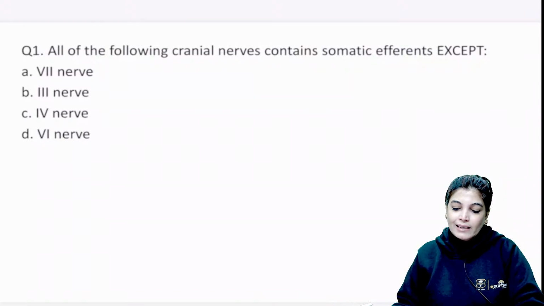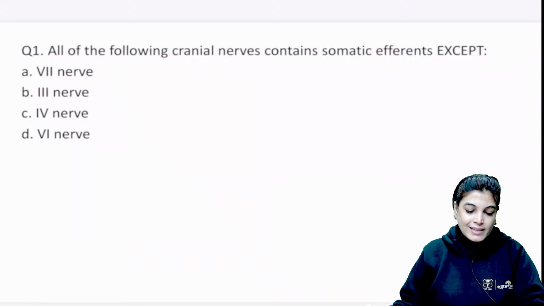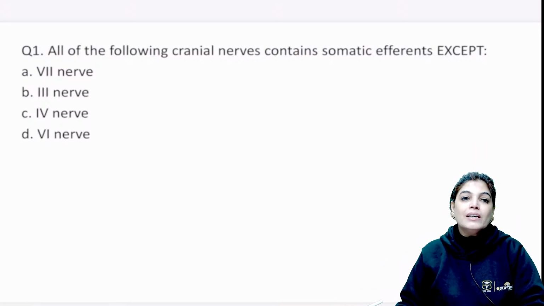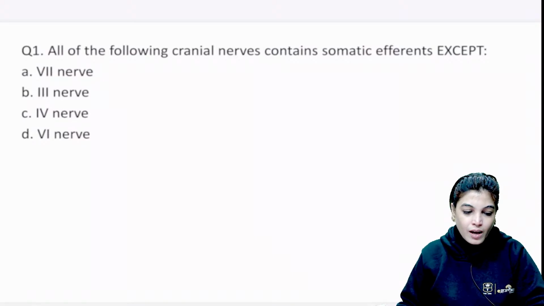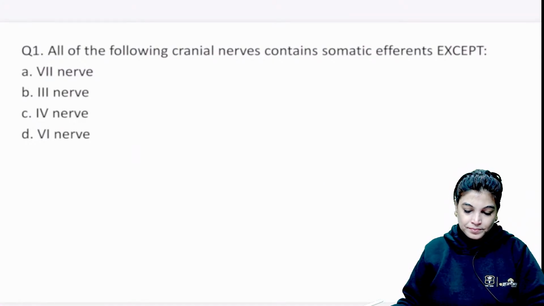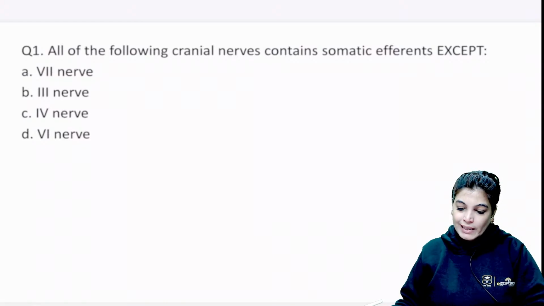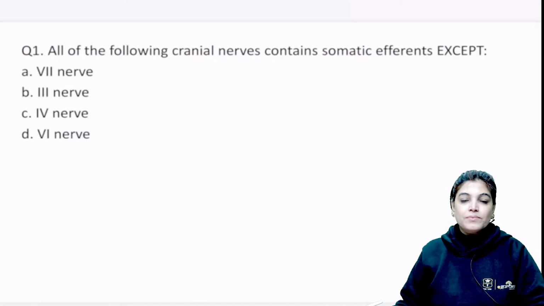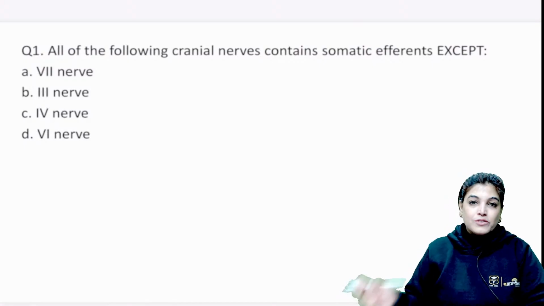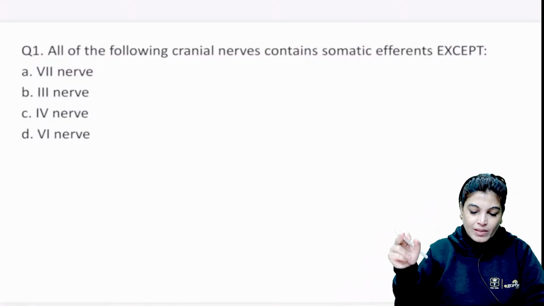All of the following cranial nerves contain somatic efferents except which one? Please mark the right answer, whether it is the seventh cranial nerve, the third, the fourth, or the sixth. All of the following cranial nerves contain somatic efferents except. You can go through general somatic efferent.